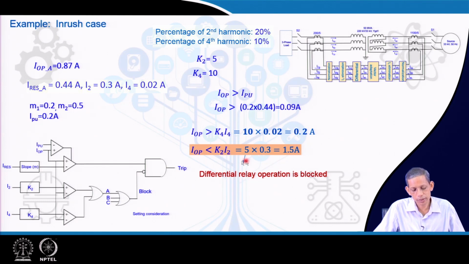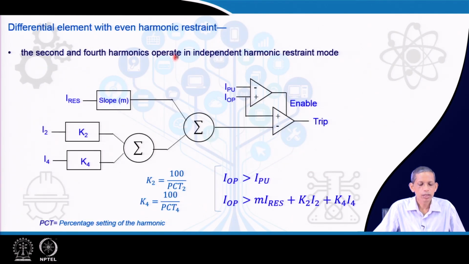So, this implies that the second harmonic component is not being satisfied for this operation of the differential relay. Therefore, the differential relay will be blocked in this case. Overall, we see that with this kind of setting, the second harmonic component is not being satisfied, and therefore the output becomes a block signal, which is correct, and the relay will not maloperate with the help of such a scheme.